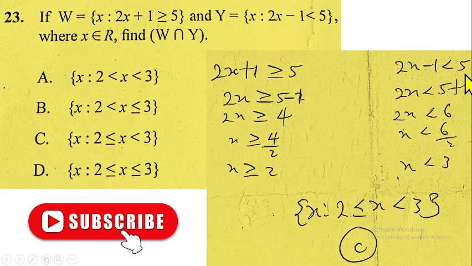The other one as well, you can collect like terms. We have 2x minus 1 less than 5. Collect like terms. That will be 2x less than 5 plus 1. That will be 2x less than 6. Divide both sides by 2. That will be x is less than 3.